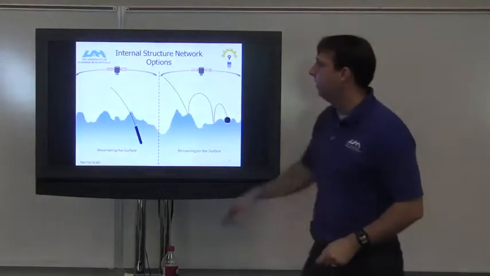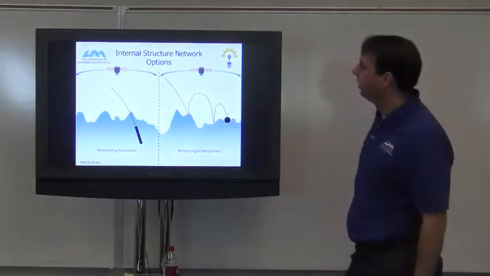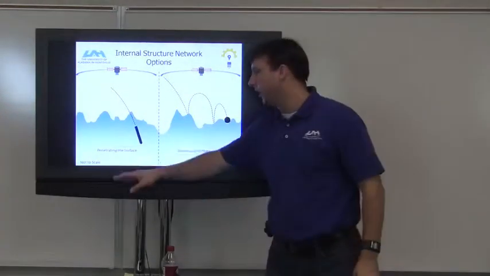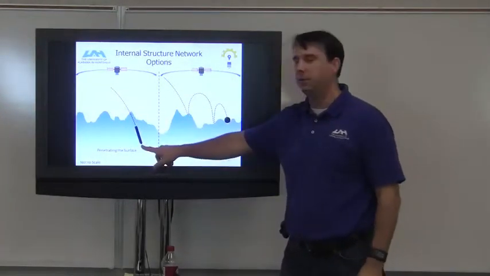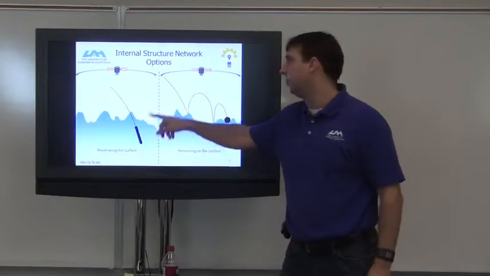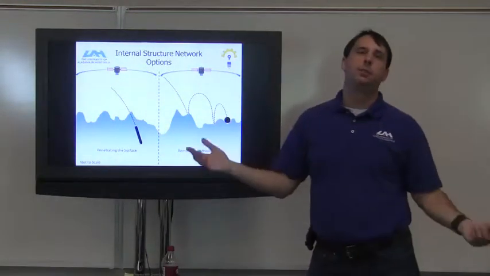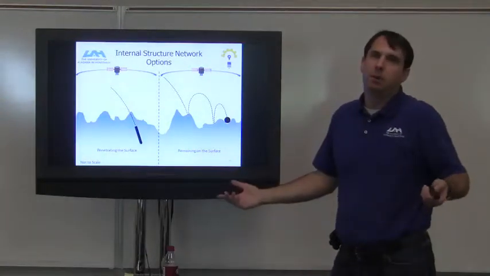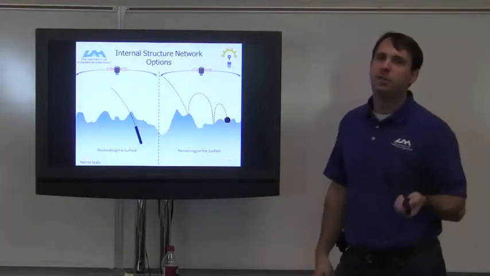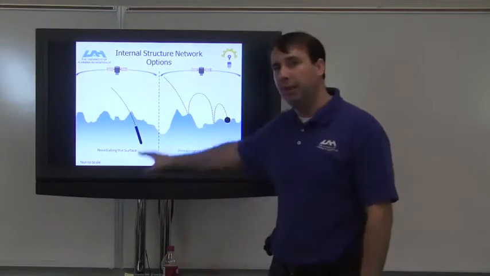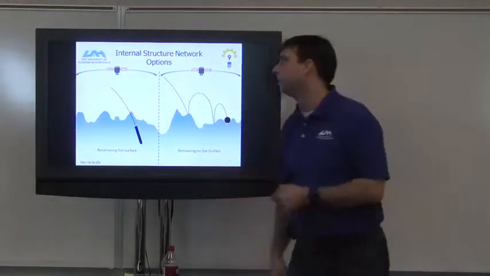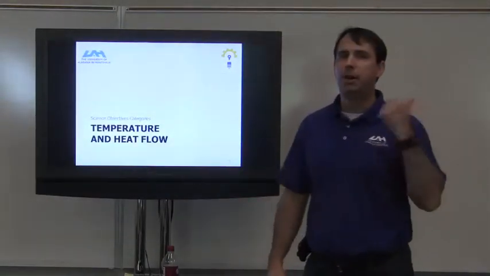So these are two graphics, my beautiful graphics I created. The orbiter is going overhead, penetrating the surface, basically a missile-shaped thing that hits the surface and digs deep, or something that just comes to rest on the surface. That's the two basic types, and there's good and bad points about both of them. You guys have to decide what's the best way for you if you want to do this for your science objective. So, temperature and heat flow.